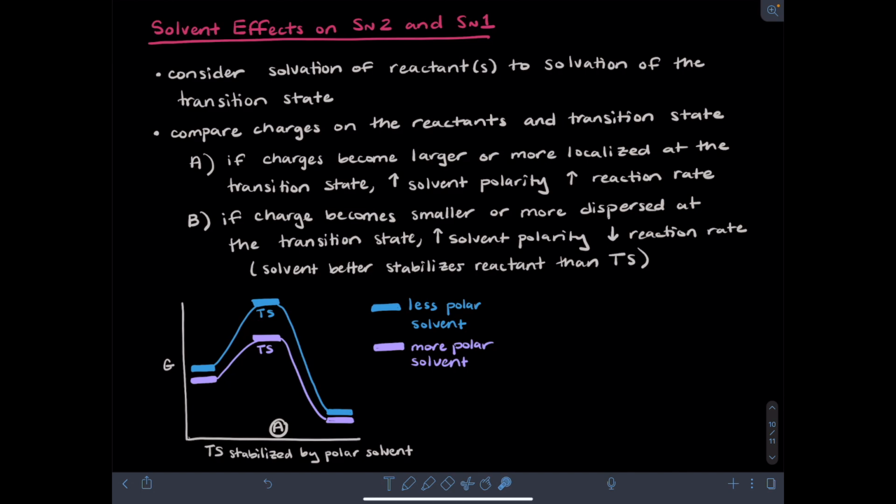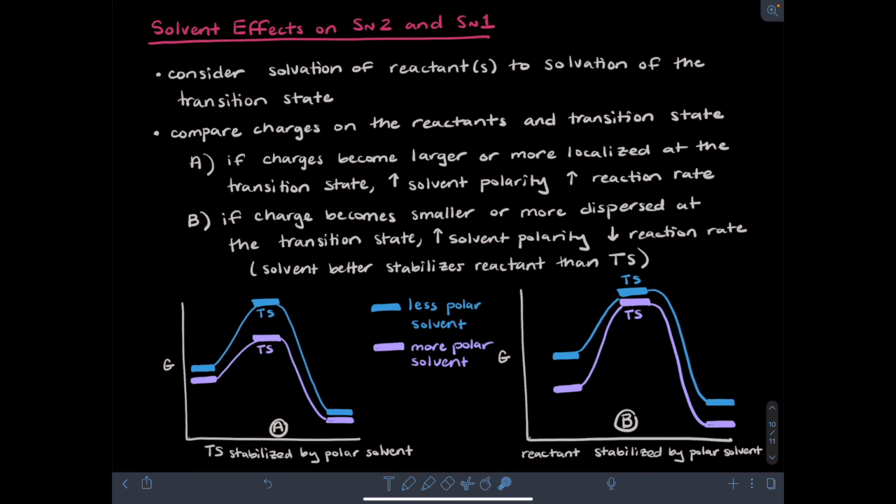Under scenario A, where charges are becoming larger or more localized at the transition state, we have the biggest difference in energies at the transition state, with less polar solvents making the transition state less stable compared to where you have a more polar solvent. So again, polar solvents stabilize charges. Under this scenario, your reactant energy does not very much depend on the solvent polarity, because the charges here are smaller compared to those at the transition state. So the reaction with the more polar solvent ends up having the lower energy barrier and proceeding at a faster rate. Let's use the same color scheme to consider case B.